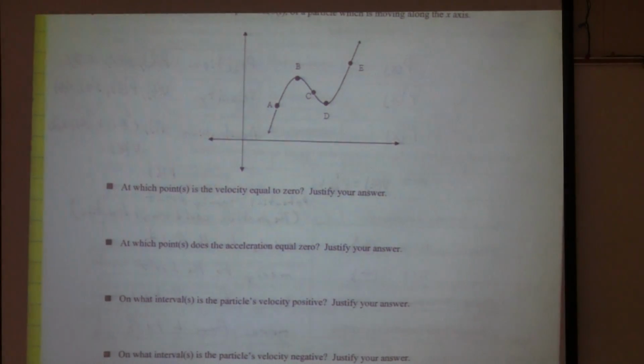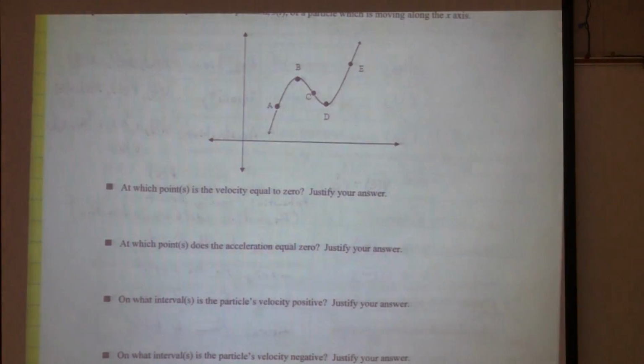So we went over this stuff, we went over the relations, we talked about all that good stuff. Let's do some examples. See if you guys filled them in last night. Maybe some of you forgot to do it. It shouldn't be too hard, right? So looking at this, it says, at which point is the velocity equal to 0?